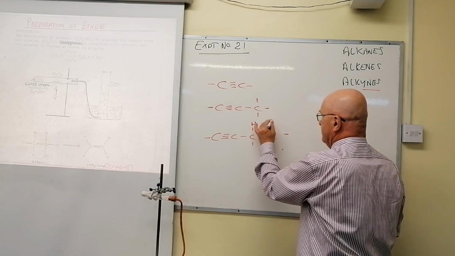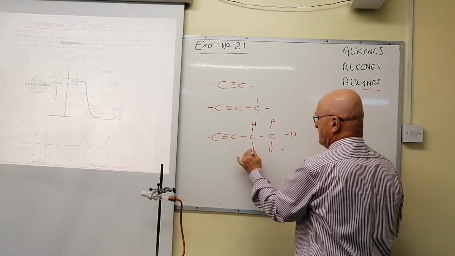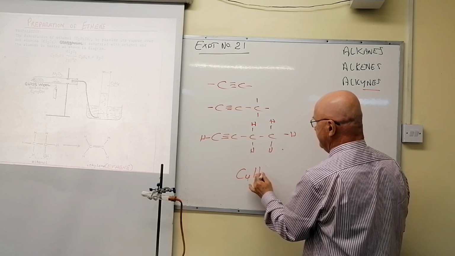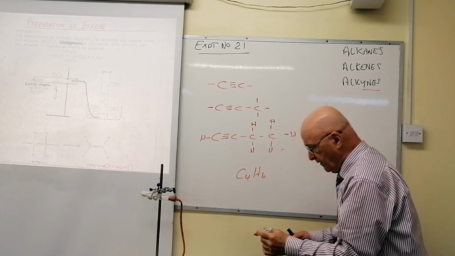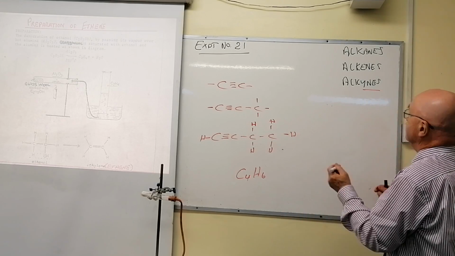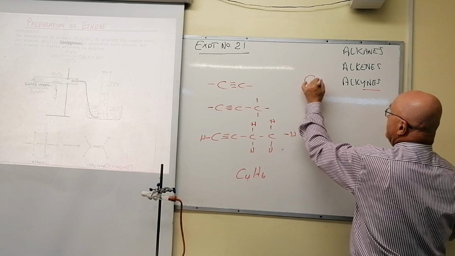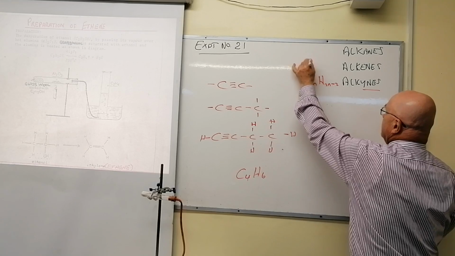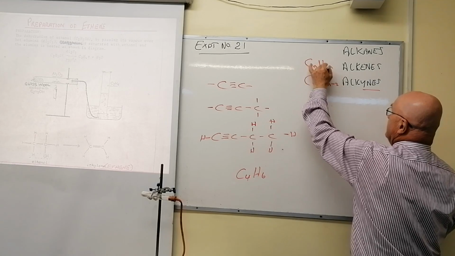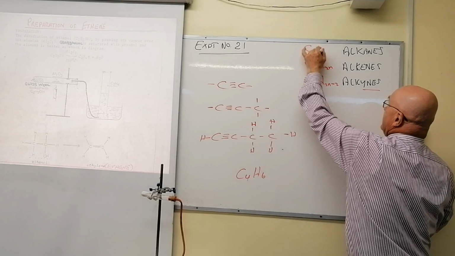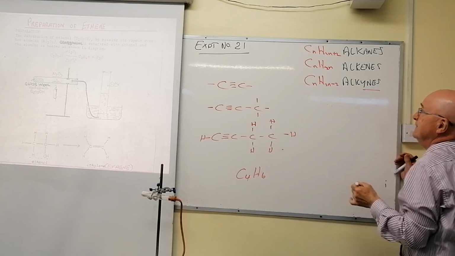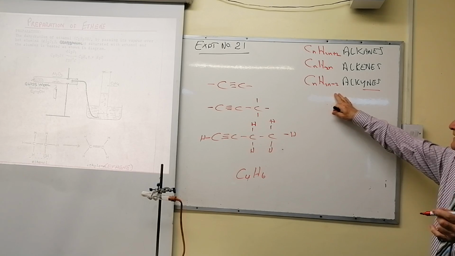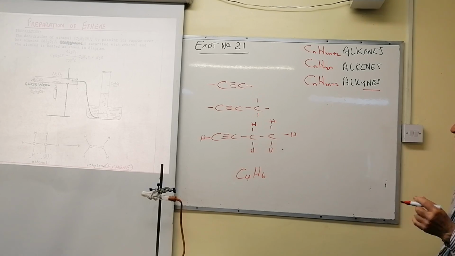Let me do it once. You have to put in all the H's. Very good. And so what's that? That's C4H6. And I should be telling you, of course, up there at the top, the general formula for alkynes is CnH2n minus 2. That was CnH2n, and that was CnH2n plus 2. CnH2n minus 2. Are you okay with that? CnH2n minus 2 is what you have there for the alkynes.